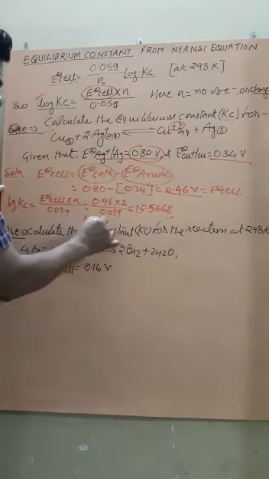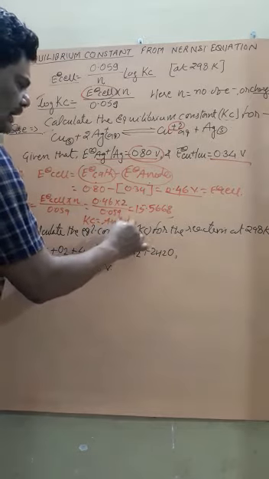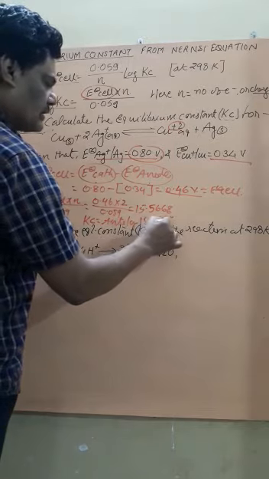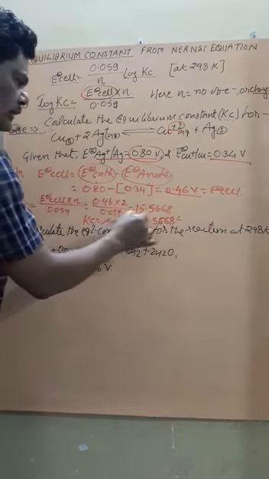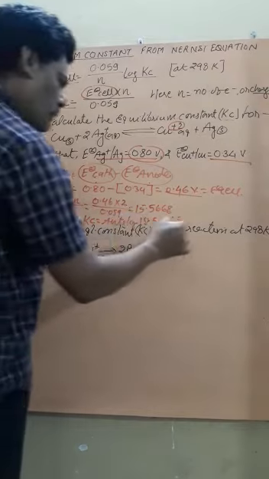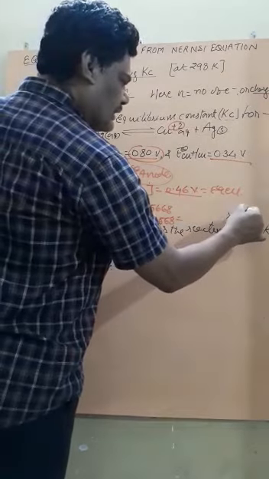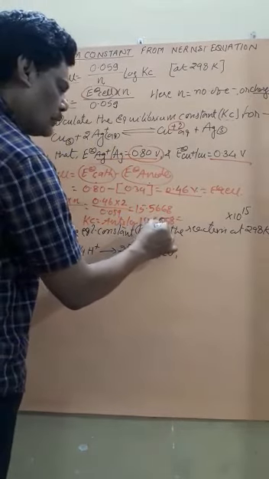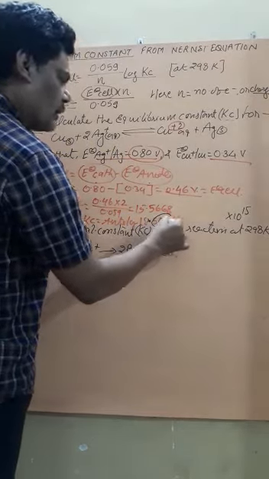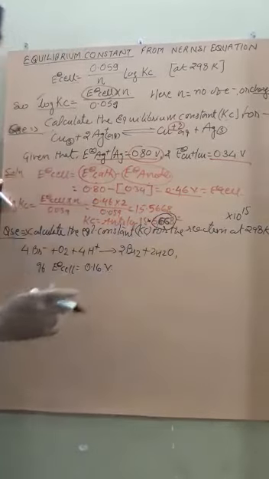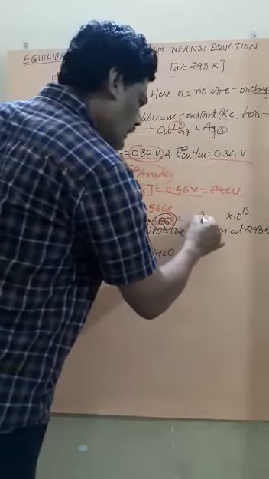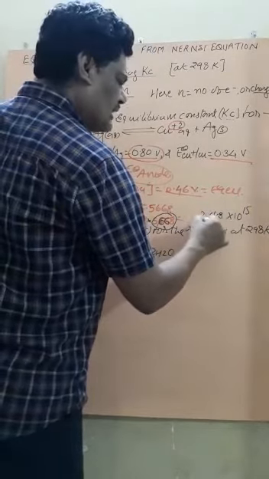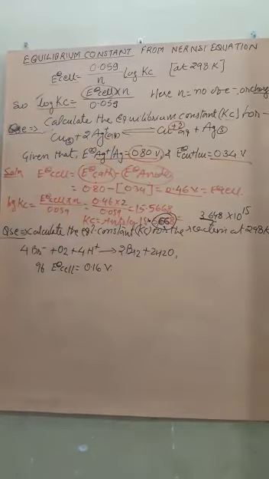Now to find the Kc, we have to take its anti-log. So Kc is equal to the anti-log of 15.5668. The 15 becomes the power of 10, that is 10 to the power of 15, and now we take the anti-log of 0.5668. The anti-log of 0.5668 gives the value 3.68 or so. This value is important. So in this way we can solve the question.